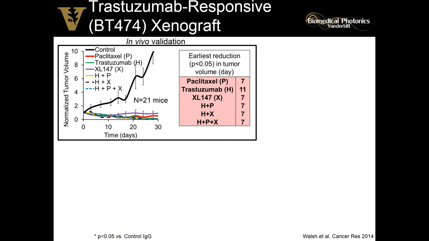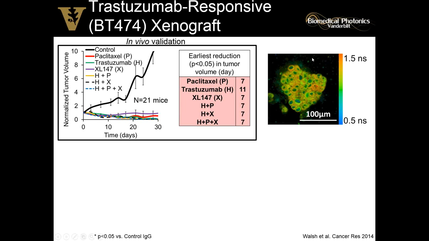So in our responsive xenografts, we see, as expected, when these tumors are not treated, they grow, and they actually respond to all of the treatments that we gave them. This table here just shows the day at which we first resolved a significant change in tumor size. So these are all the in vivo validation data that we are then going to compare to our ex vivo organoid response. So this is just a Two-Photon FLIM image of NADH in our organoid.